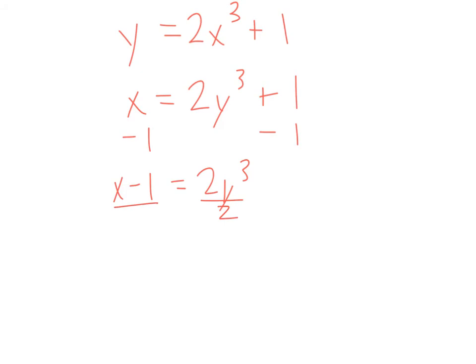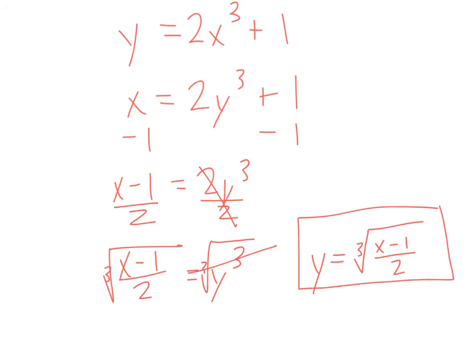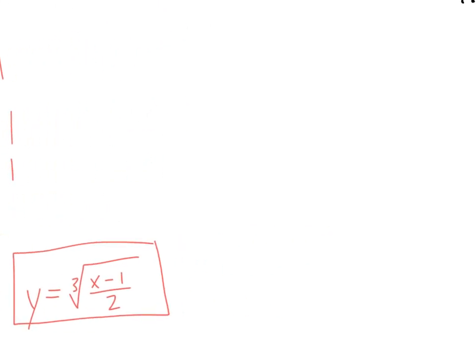Divide by 2, we've got to get the variable by itself. And so now I have x minus 1 over 2 equals y to the third. Now, we got rid of squares by square rooting. How would you think we get rid of cubes? It's cube rooting. So we can cube root both sides. That gets rid of the cube, and so my inverse of that function is the cube root of x minus 1 over 2. So same concept. And we'll do the last one here.